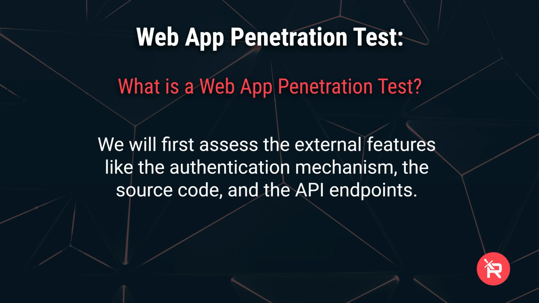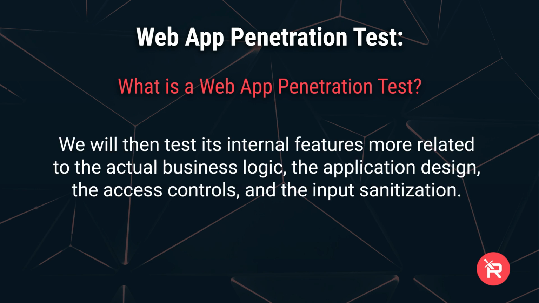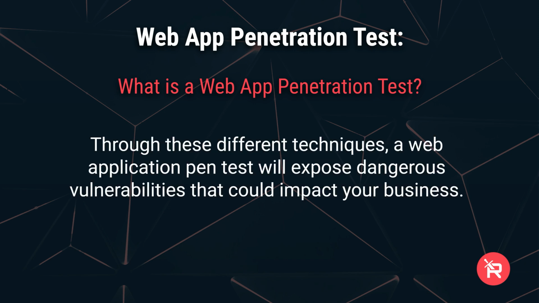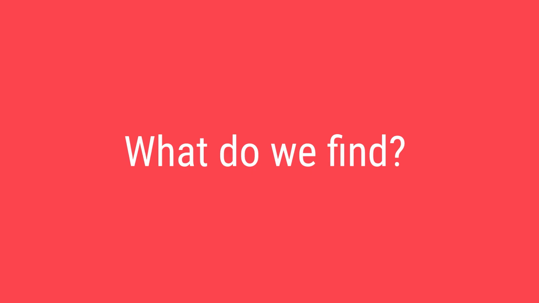We will first assess the external features like the authentication mechanism, the source code, and the API endpoints. We will then test its internal features more related to the actual business logic, the application design, the access controls, and the input sanitization. And because supply chain attacks are so common right now among hackers, we will test your third-party integrated services. Through these different techniques, a web application pen test will expose dangerous vulnerabilities that could impact your business.